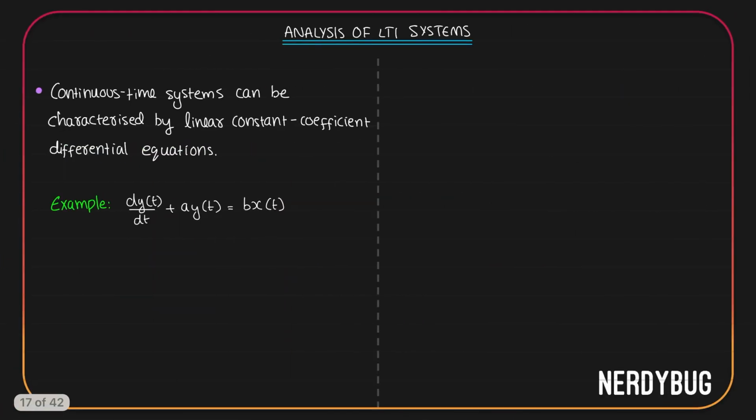Now that we know how to check the causality and stability of LTI systems whose impulse response or transfer function is given, let us move on to the next concept. We have already learned that continuous time systems can be characterized by linear constant coefficient differential equations. For example, dy of t by dt plus a y of t is equal to b x of t. Let us now learn to analyze the systems that are represented by linear constant coefficient differential equations just like this one.